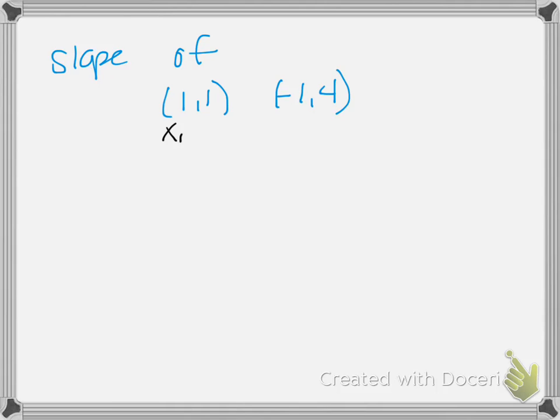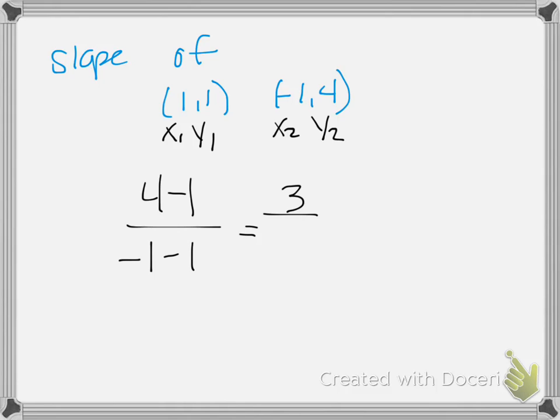Okay, so x1, y1, x2, y2. So 4 minus 1 over negative 1 minus 1. 4 minus 1 should give me 3. Negative 1 minus 1 should give me a negative 2. So my slope is 3 over negative 2, or negative 3 over 2. It means the same thing. Remember, slope can never be decimals.